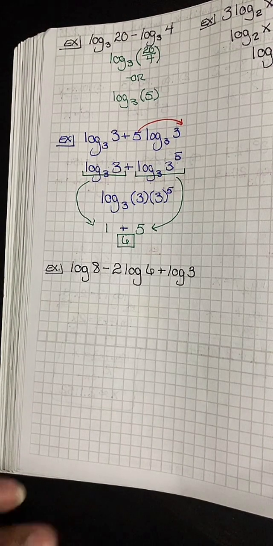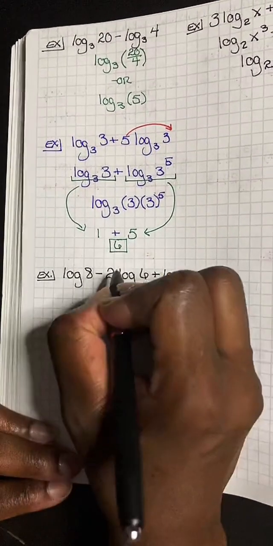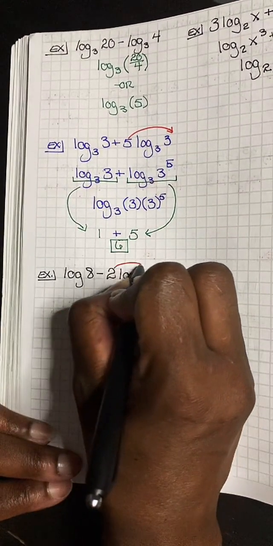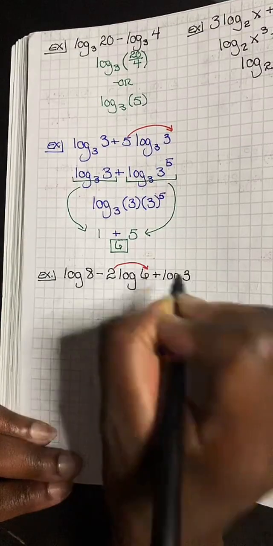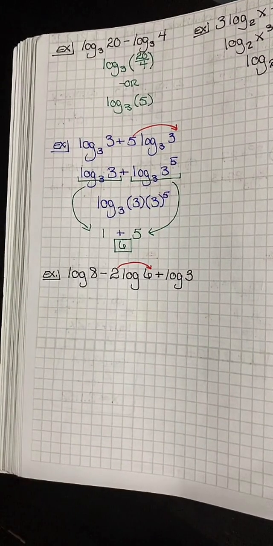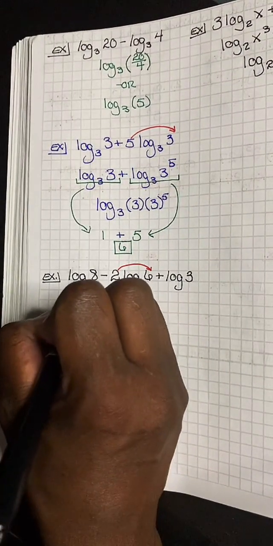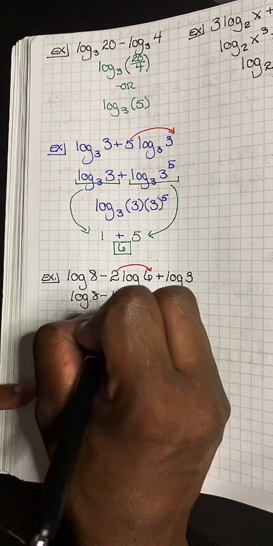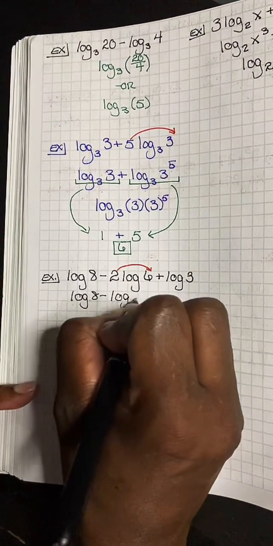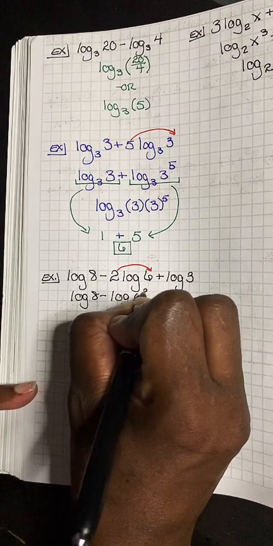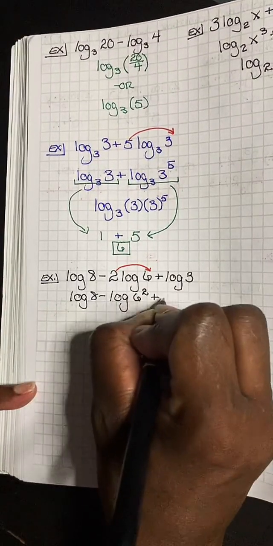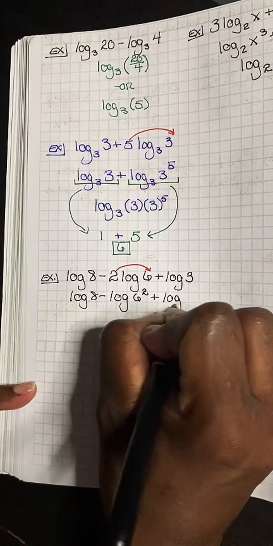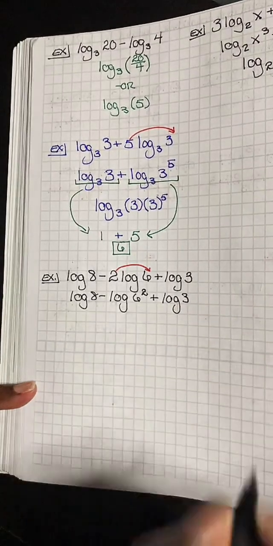Yes, exponential. So we have to work on Evelyn. Get your butt back in your seat. All right, so that means we have our log of 8 minus our log of 6 raised to the second power plus the log of 3.